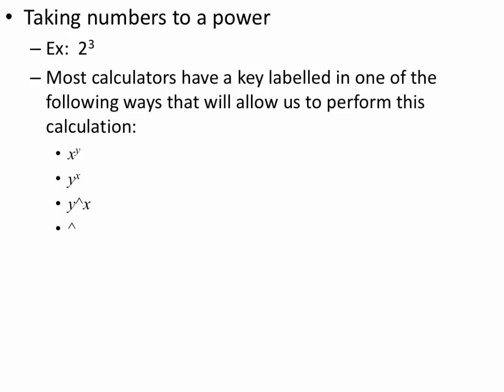For example, 2 cubed. Most calculators have a key labeled in one of the following ways that will allow us to perform this calculation. We either have a key that has an x raised to the y, or a y raised to the x, or maybe it's written out this way with a y caret x, and this means that the x is superscripted, or sometimes it's just a caret button. In each of these cases, we might have to press a slightly different combination of buttons on the calculator. Typically, it's going to be the 2 button, and then one of our 4 buttons here.